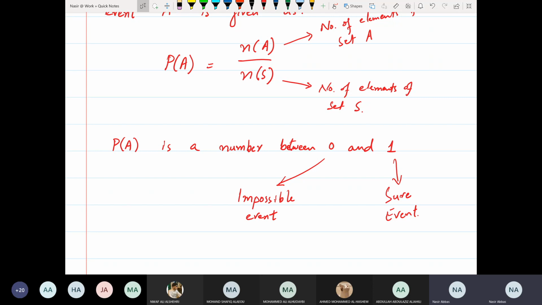Picking a student from this class, what is the probability that the student will be male? 1. Sure event. What is the probability that the student will be female? 0. Impossible event.